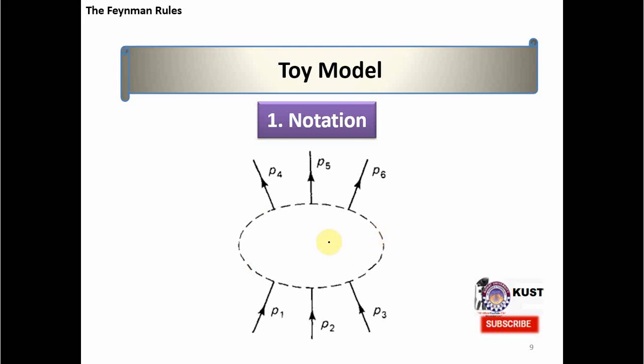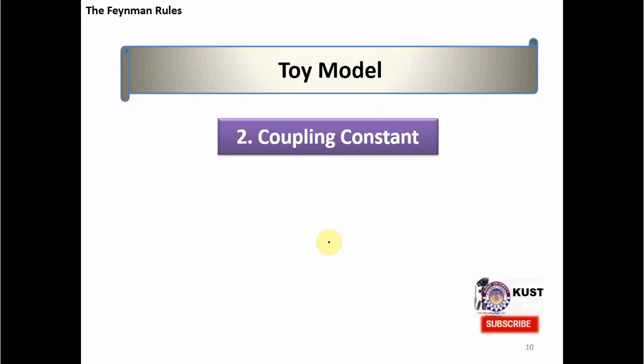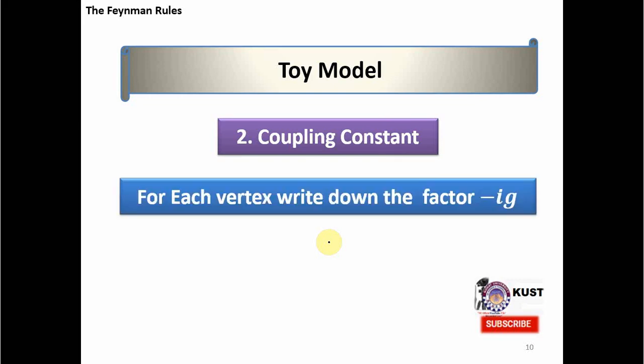Okay. So once we have done the labeling, the next thing is to calculate the coupling constant. So how we will calculate this coupling constant is, for each vertex, write down the factor minus ig, where g is the coupling constant for the force. So for example, if you are working in electrodynamics, this will be the coupling constant of electrodynamics, but if you are working with quantum chromodynamics, this will be the coupling constant of chromodynamics, or if you are working with the weak force, then it will be the coupling constant of the weak force.